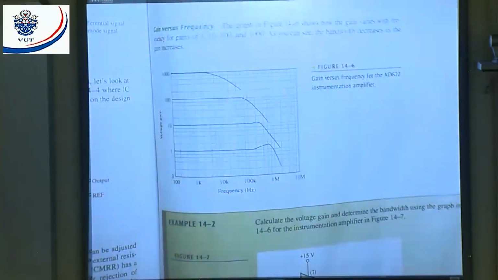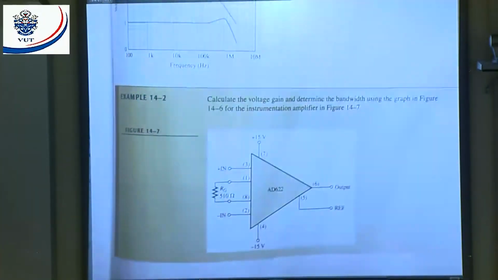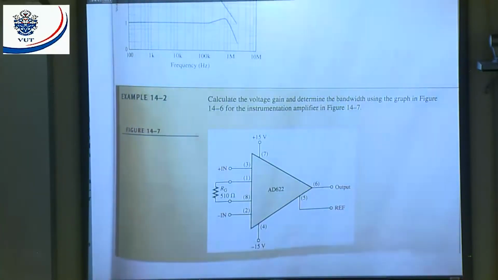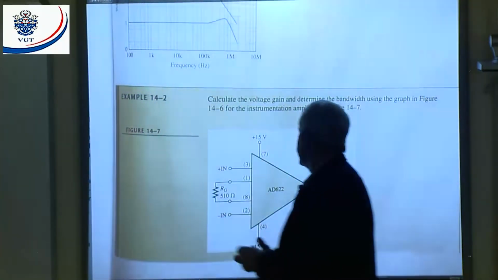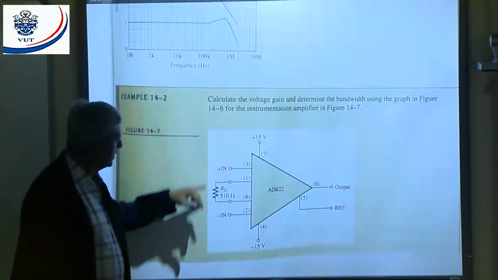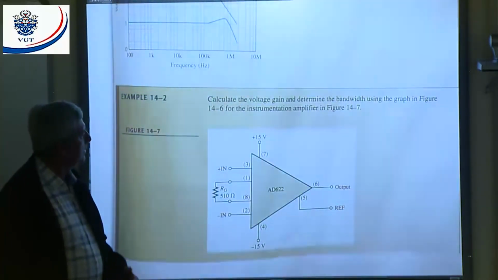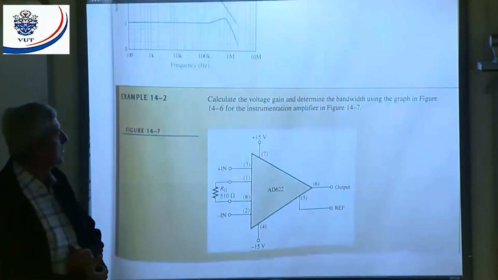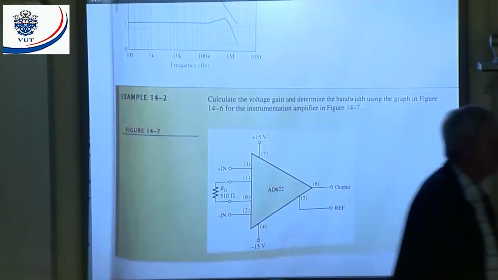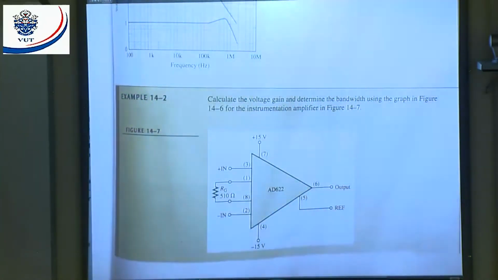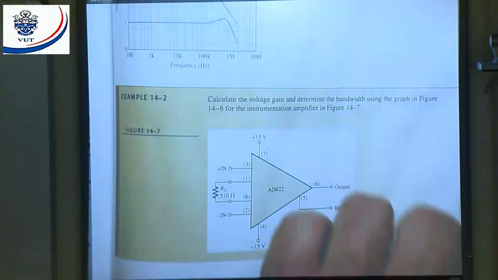Let's have a look at this example. Example 14.2. They say, calculate the voltage gain and determine the bandwidth using the graph in figure 14.6 for the instrumentation amplifier in figure 14.7. All right. They give us the supply plus 15, minus 15 volts. My inputs, I got a gain setting resistor there of 510 ohms. And they want us to calculate the voltage gain. That means we're going to use that formula and we're going to use 50.5 because that's AD622.